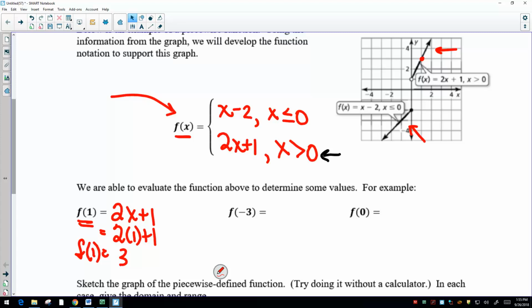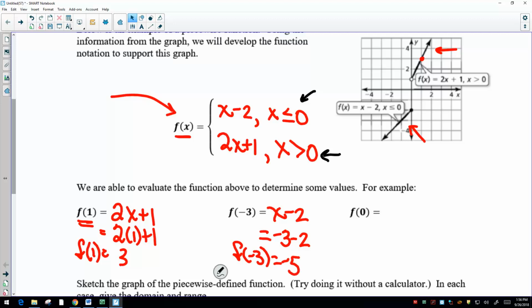Okay. Same thing when we get to now f of negative 3. So again, I have to say, well, negative 3 is going to be less than 0, meaning now I'm going to evaluate that in that top part of the piecewise function. So I'm going to use x minus 2. So again, I'm going to go into the function, and anywhere I see an x value, I'm replacing it with a negative 3, and I'm going to simplify. So now I can evaluate and say f of negative 3 has a value of negative 5.